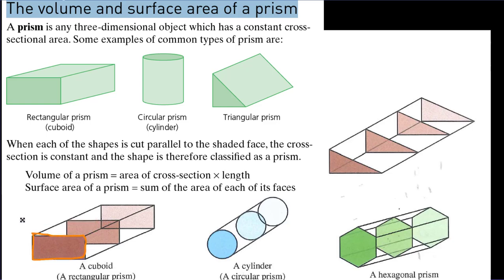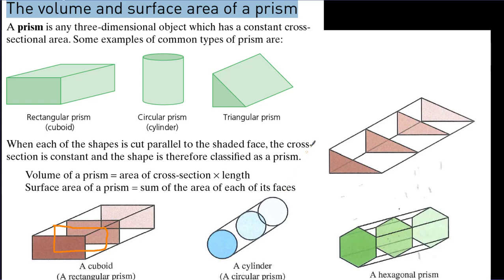It is lying, you are moving to this side, and this becomes the length here. You are calculating the area of the cross section here, which is this area. Then you are multiplying by the length that it lies on, and then you are calculating the volume of the prism in this case.